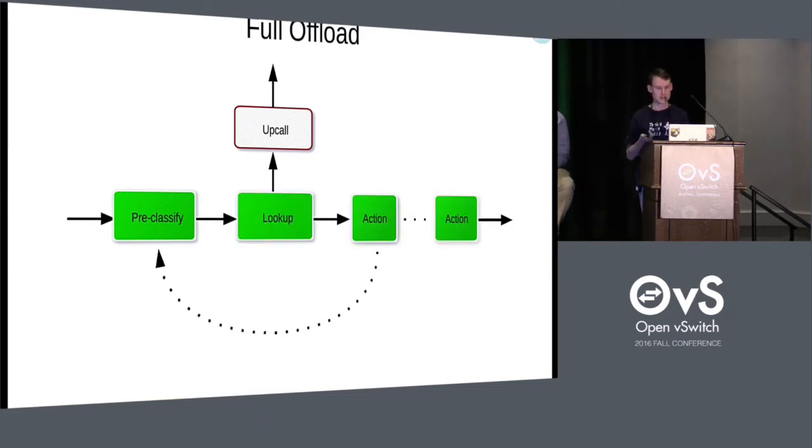Then there's the case of full offload, where you're actually taking all of the data path functionality down to some sort of NIC. And obviously still there needs to be some sort of path to do an upcall. But in this case, your classification, your lookups, all of your action execution needs to live in the data path.